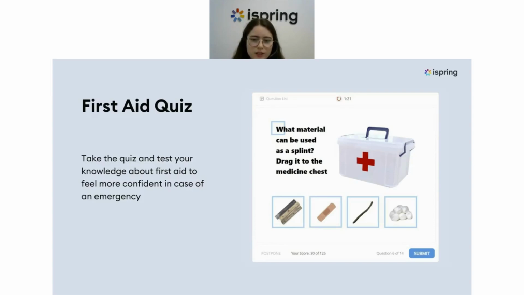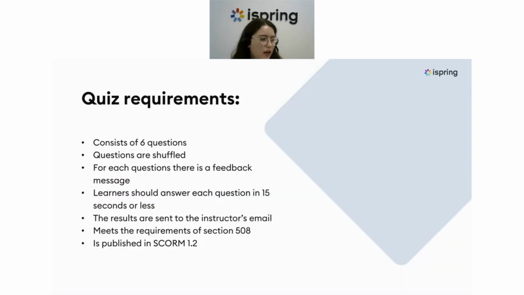So let's take a look at the quiz requirements. Our quiz should consist of 6 questions. These questions should be shuffled, and for each question, there should be a feedback message. A learner should answer each question only in 15 seconds, and the answer should be sent to the instructor's email. Also, the quiz should meet the requirements of 508 section, and it should be in SCORM 1.2 format. So let's go ahead and create our quiz.